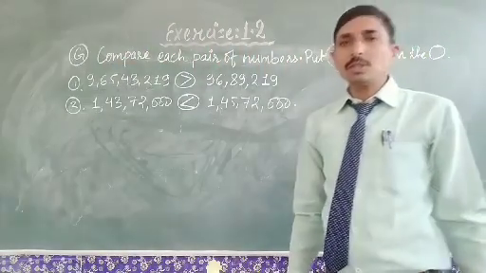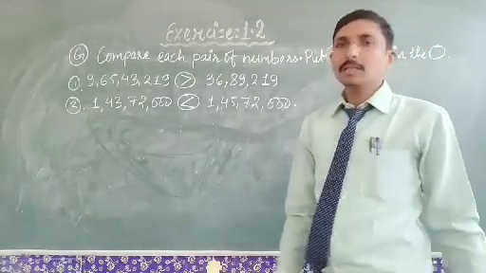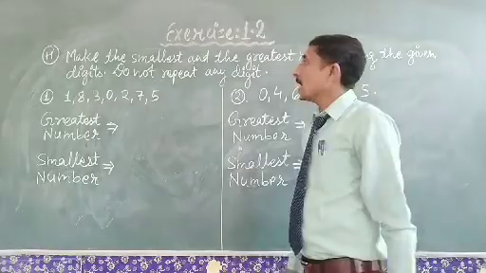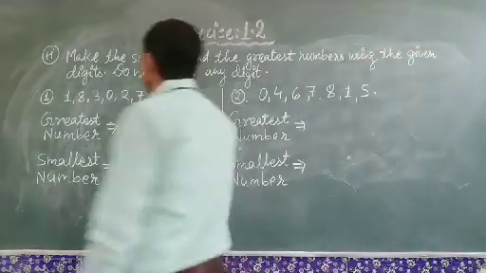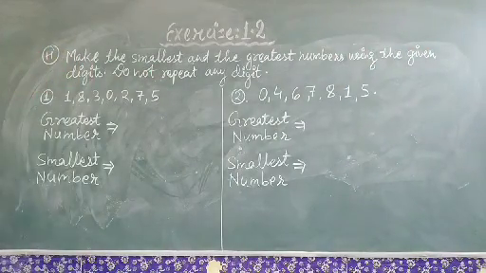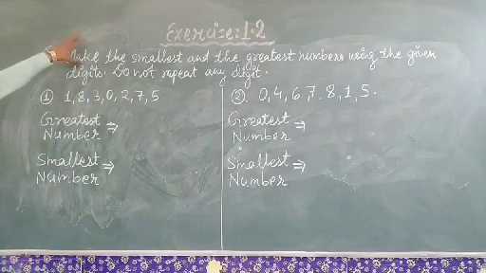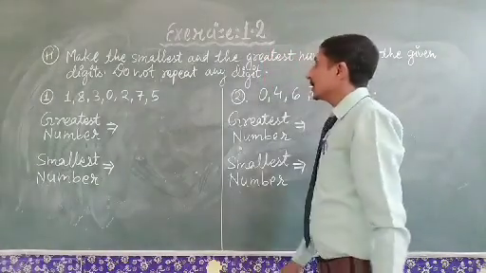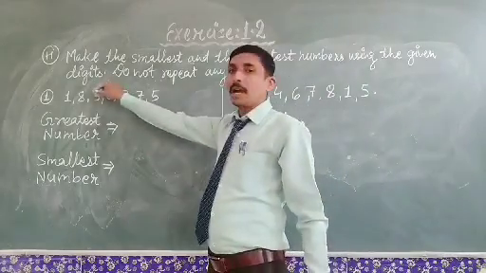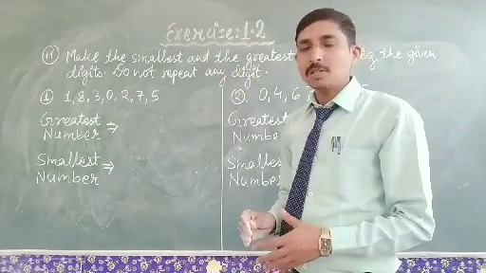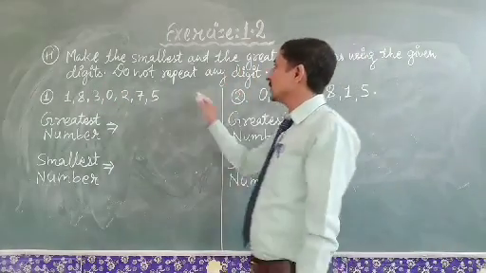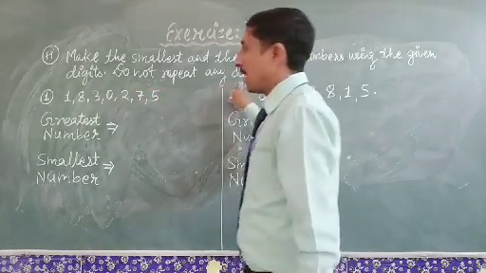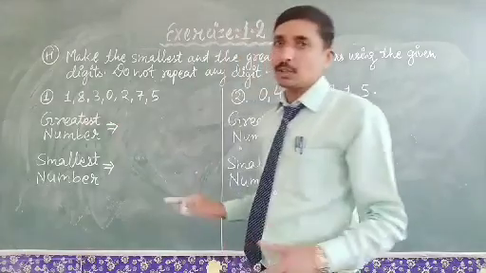So the remaining questions you can complete in the same way. Okay students, now we come to question number 8. In question number 8, you see the question is already written on the board. That is, make the smallest and the greatest number using the given digits. What we have to do, we have to make the smallest and the greatest number using the digits, and we do not need to repeat any digit.